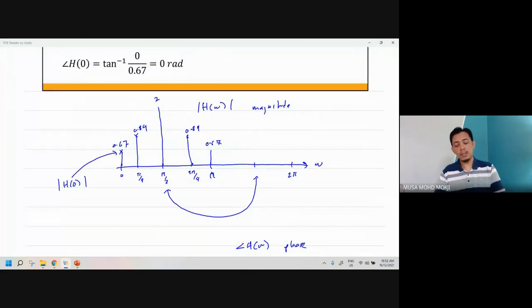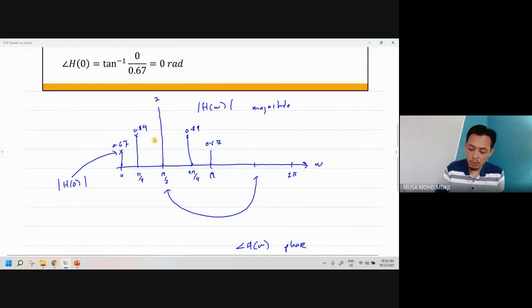Okay, so this is what we have here. If you want to plot it somewhere here, you just copy it as a conjugate. For magnitude, everything will be the same. So this is going to be 0.89, and this is going to be 2. This is 0.89 again, and this is 0.67.